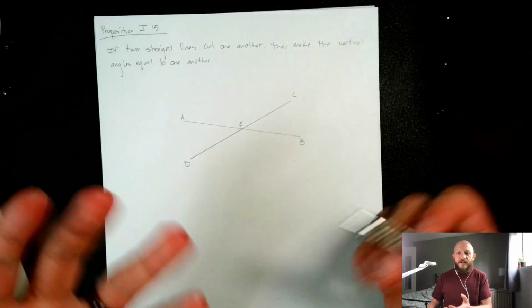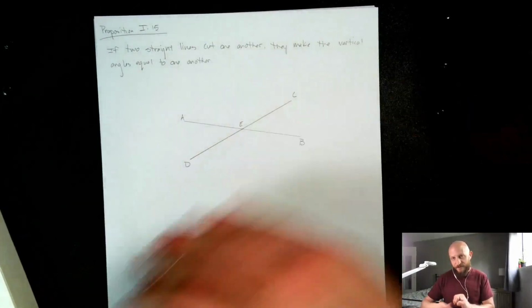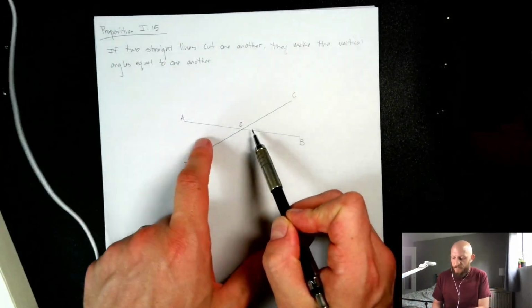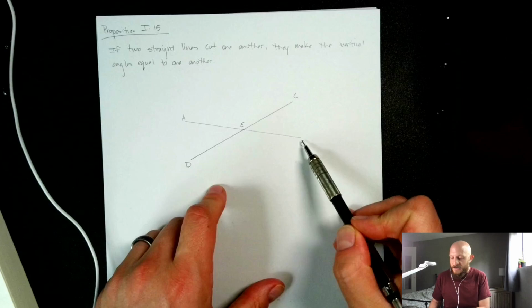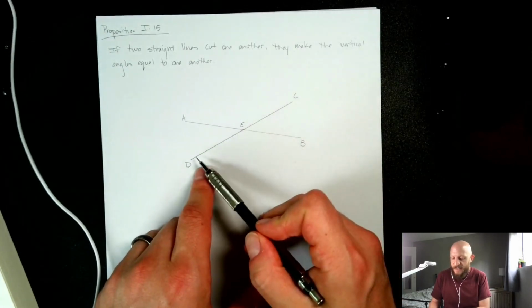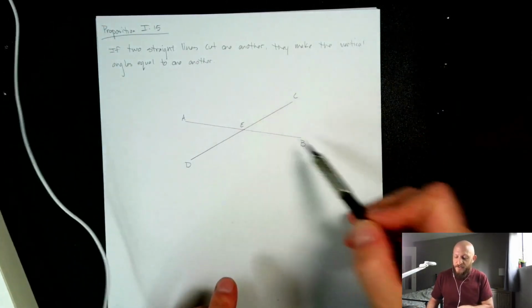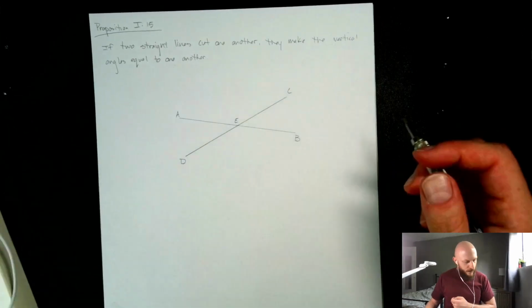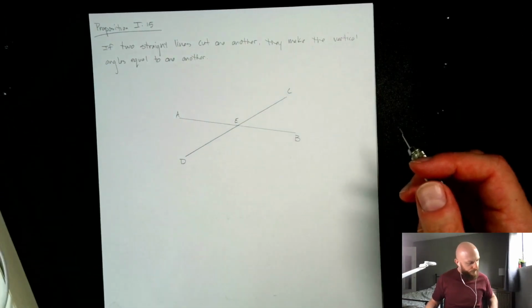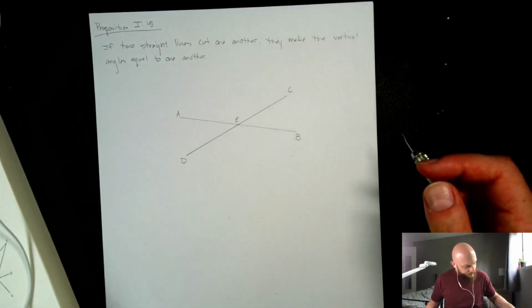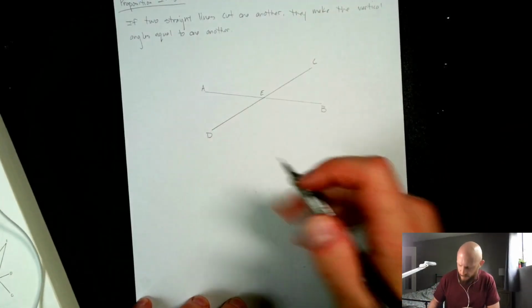So all that it's really saying, in short, is that when you have two lines crossing each other, alternate angles are equal to each other. So angle CEB is equal to angle AED. Also, angle AEC is equal to angle DEB. So that's what we're going to prove. And I think it's a pretty slick proof again. So how do we prove it?